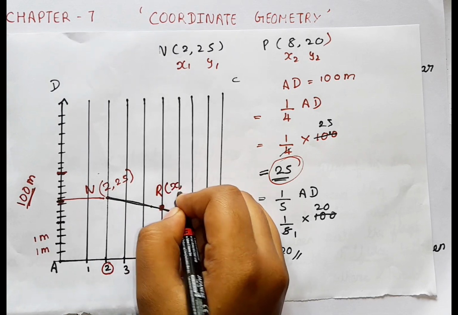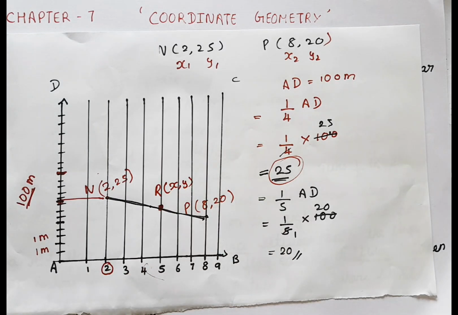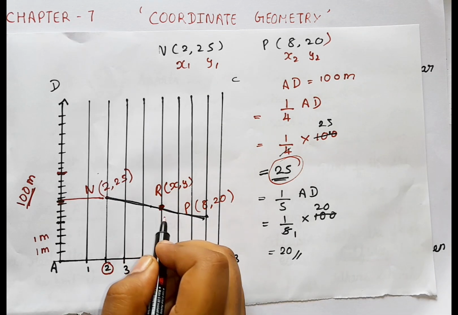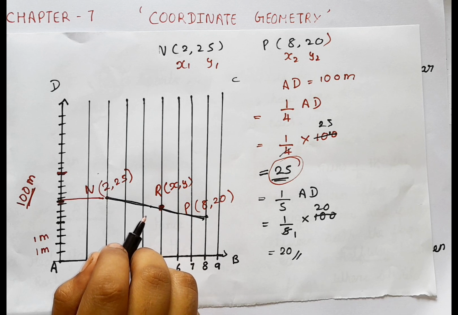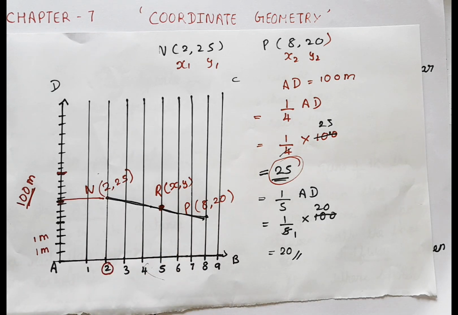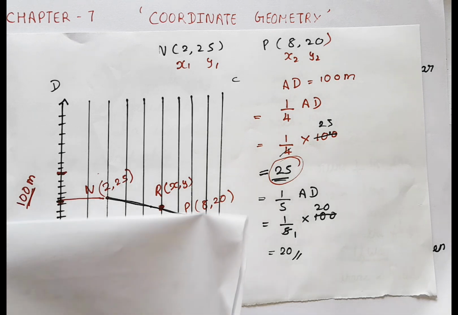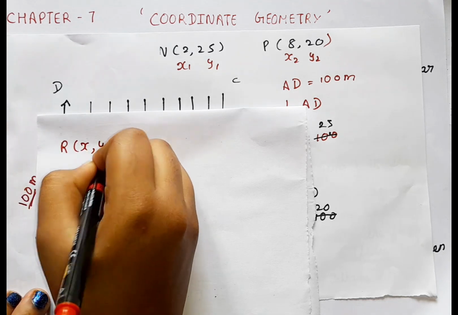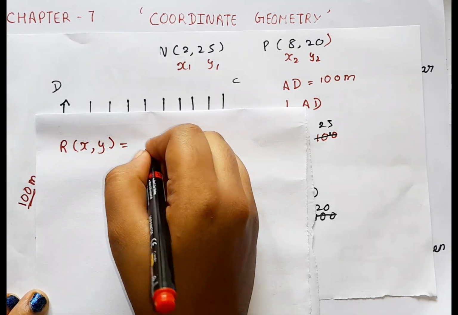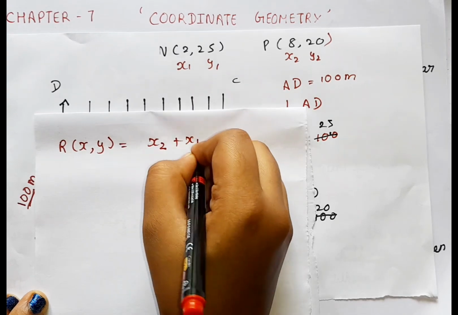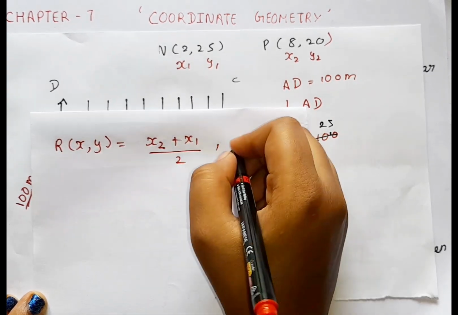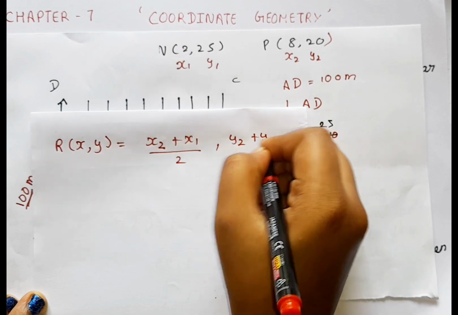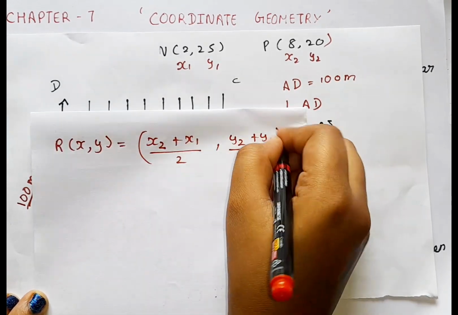So R (x, y). We don't know the x-axis and the y-axis value. So how to find the x-axis and the y-axis value? I just told you halfway means midway, isn't it? Since I used the word mid, I'm gonna use the midpoint formula. Like this only you're supposed to find the clues. So now let's write R(x, y) is equal to, the midpoint formula is (x2 plus x1) divided by 2, comma (y2 plus y1) divided by 2, in brackets. It's really important.